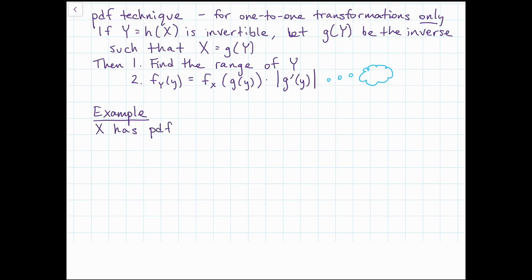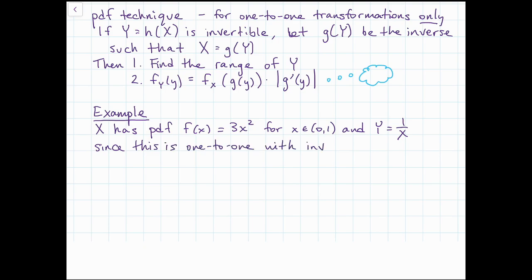We had X with PDF little f of x is 3x squared for x between 0 and 1, and Y was 1 over X. So again, we know what the range is, 1 to infinity, and since this is a one-to-one transformation with the inverse just equal to x equals 1 over y, we can just plug in the formula and use the PDF technique.